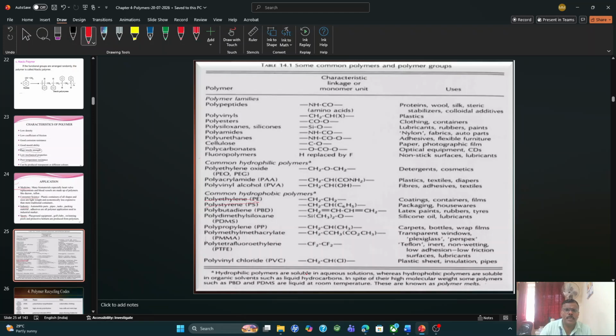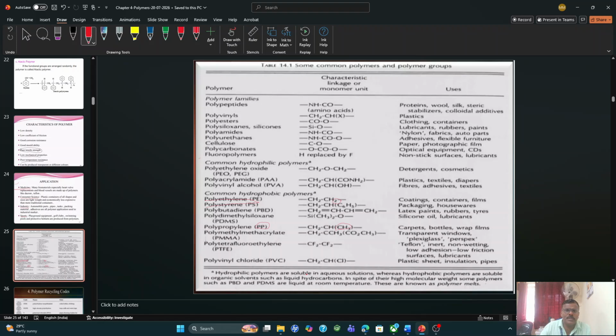Polypropylene, PP, we discussed a few slides back. This will be in three forms: isotactic form, syndiotactic form, atactic form. And the formula is CH2CHCH3. So one difference from polythene is that one hydrogen is replaced by one methyl group. So that polymer is called polypropylene. It is used in the preparation of carpets, bottles, wrap films.